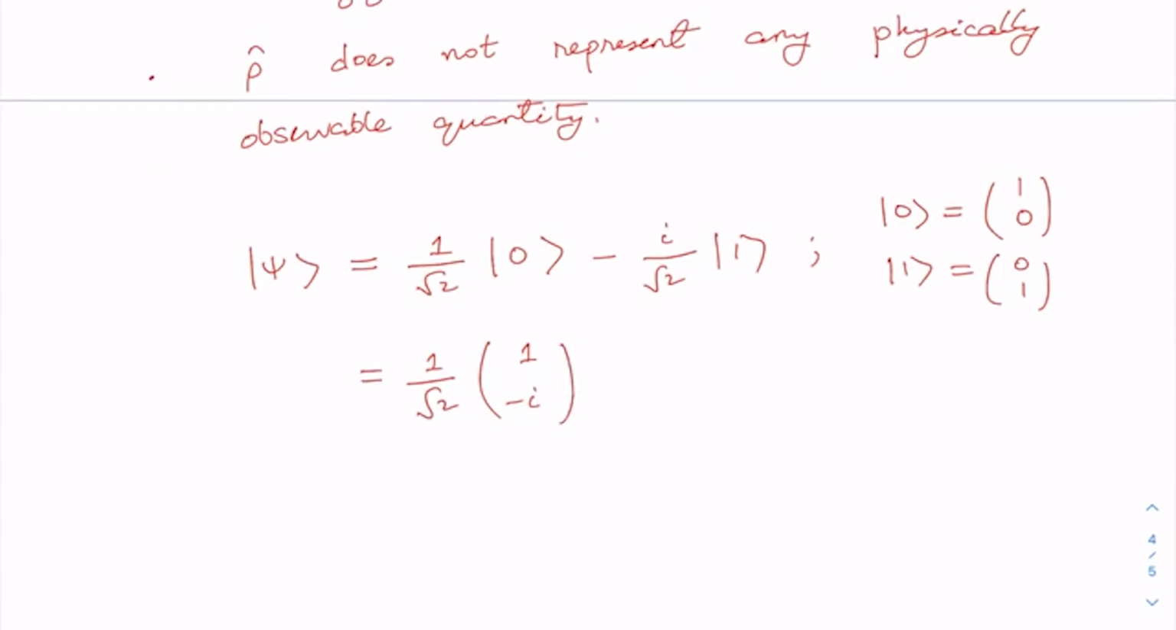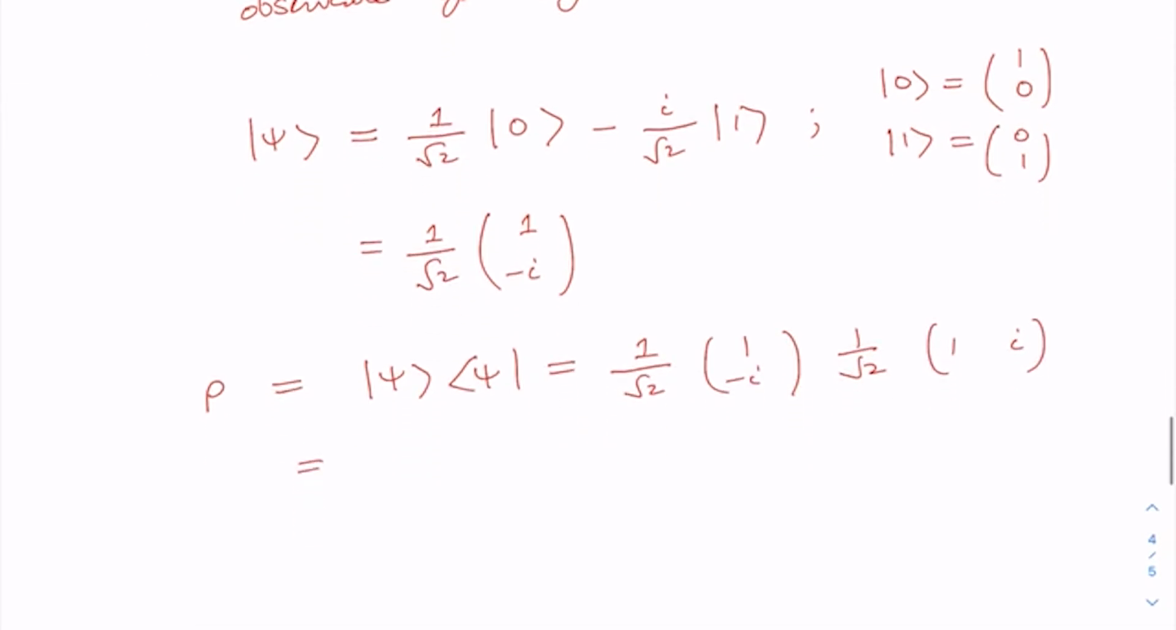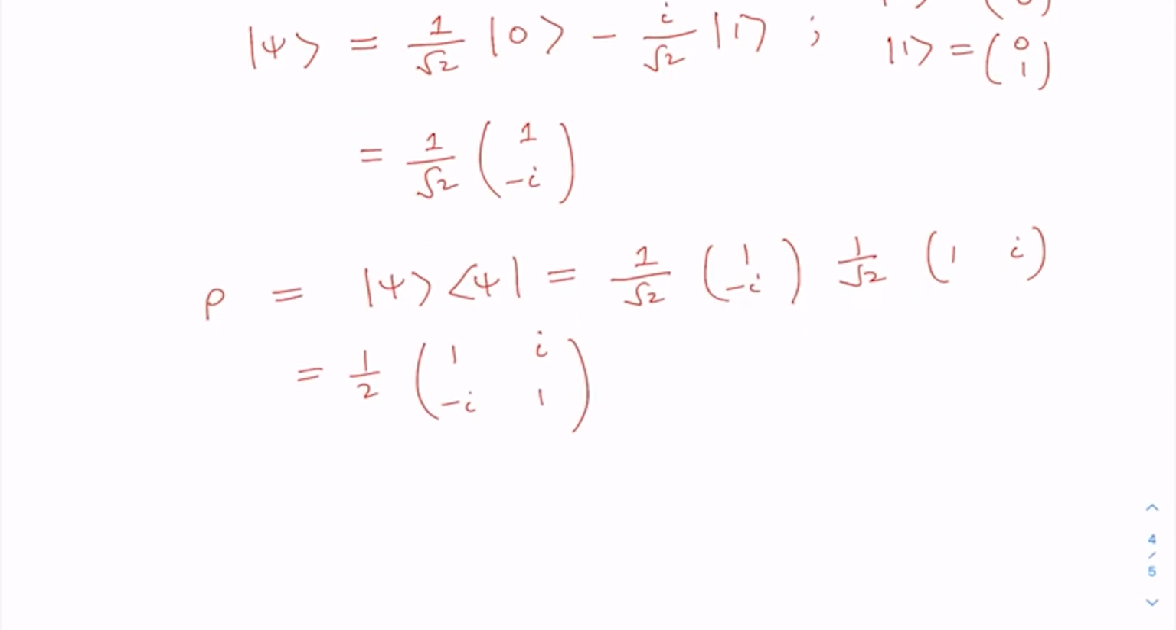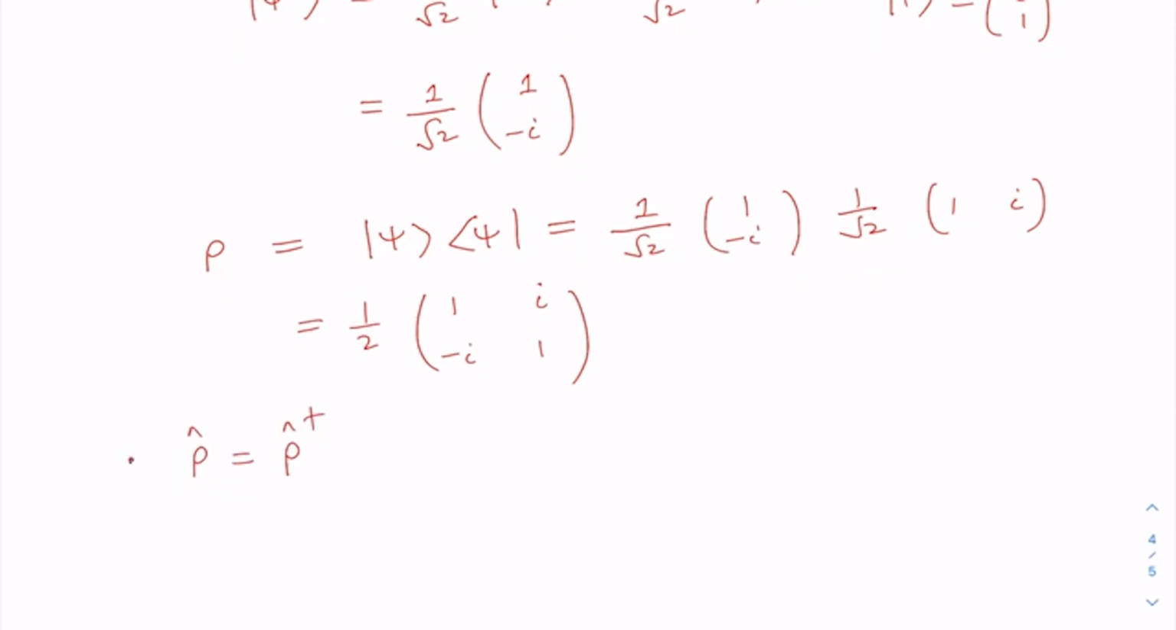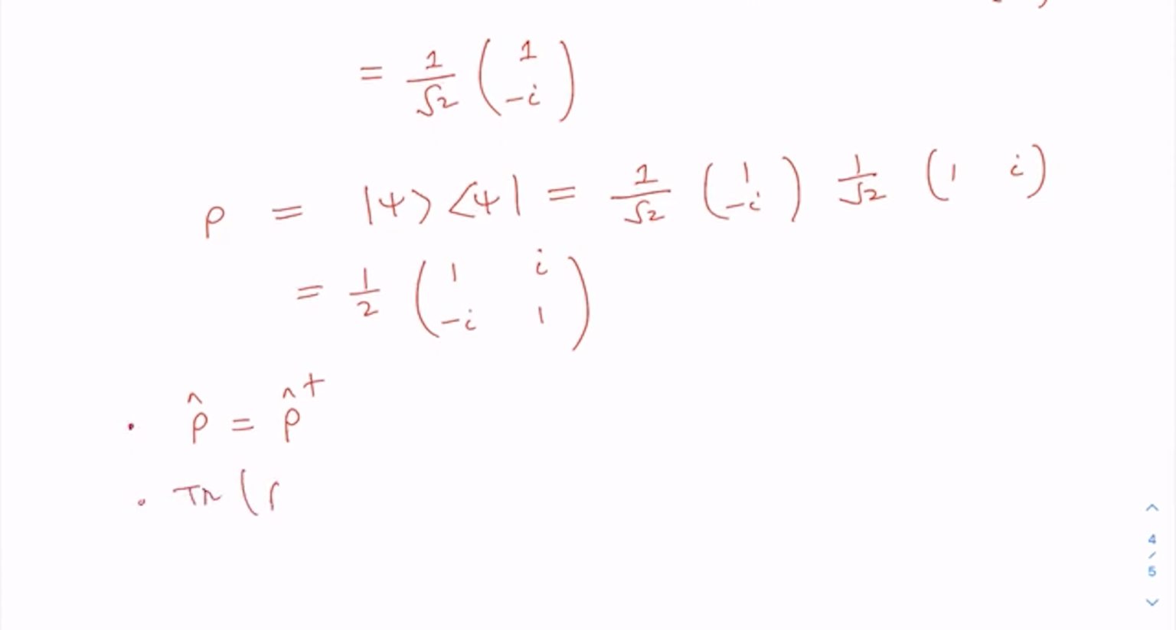So the corresponding density operator for this two-level atom would be |psi><psi|, and if you work it out, then it would be 1 by root 2 (1, -i), 1 by root 2 (1, +i), and then rho would be represented by this matrix. So this is the density matrix for the two-level system that we are considering here. Now immediately you can see some of the properties are quite evident: rho is obviously equal to rho dagger, so rho is Hermitian, and then trace of rho is equal to 1, right?